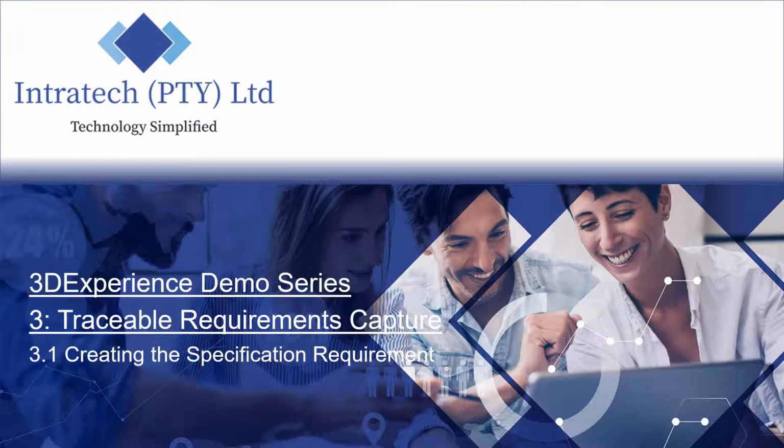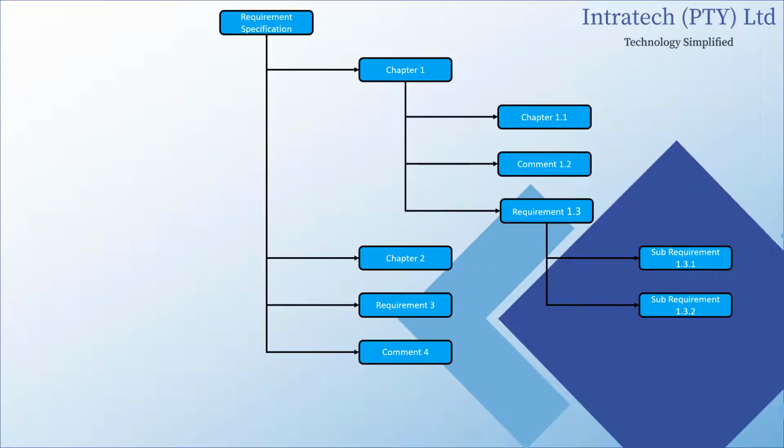So, we start the Traceable Requirements capture with the creation of the specification requirement. This diagram is to show the structural hierarchy of the requirement specification. Starting at the top, the requirement specification is the overarching item to contain all information related to the requirements and needs of the project.